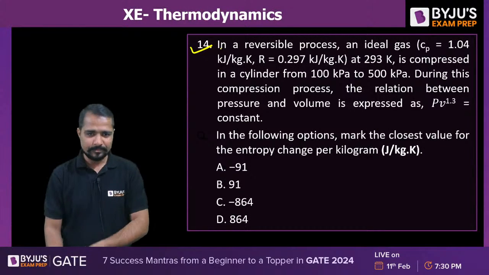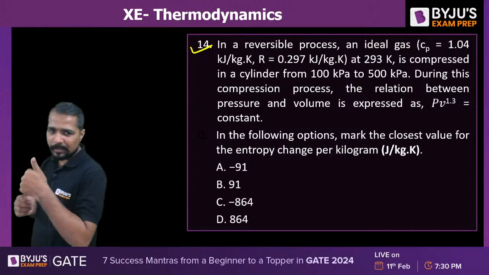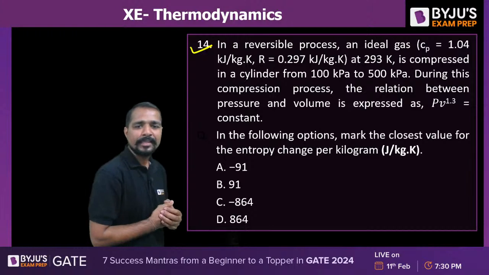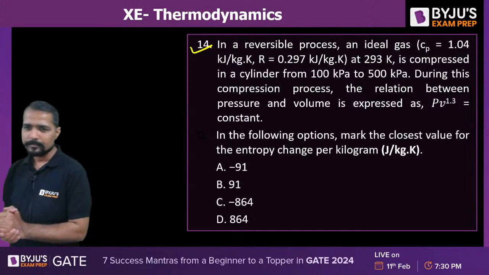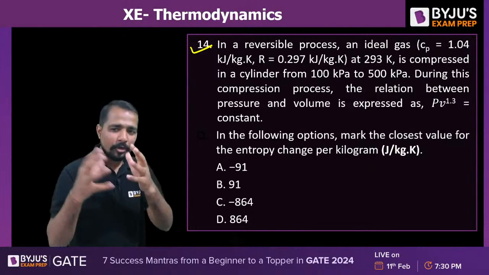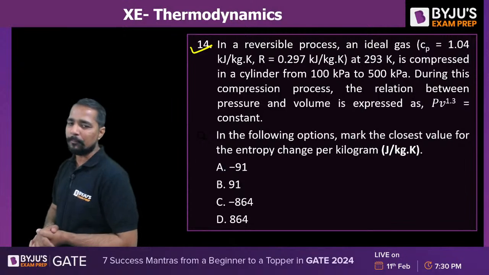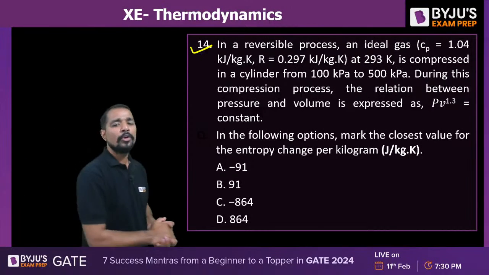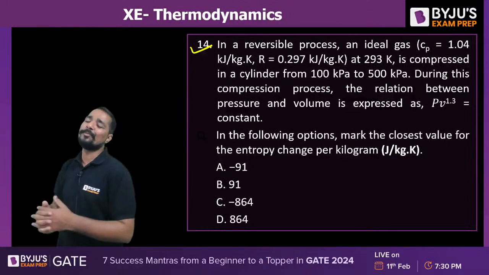Fourth one. In a reversible process, an ideal gas with given Cp and R is maintained at a temperature of 293 K and compressed in a cylinder from this pressure to this pressure. During this process, the relation between pressure and volume is expressed as PV^n equals constant, a perfect example of the polytropic process. Then mark the kilojoule value of the entropy change per kg of the ideal gas.